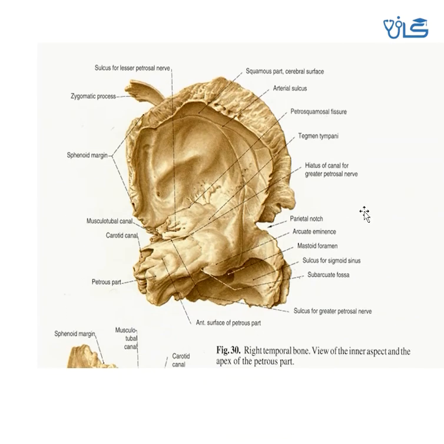This is the internal surface of the temporal bone. You can see the petrous part. The petrous part has an anterior surface, posterior surface, and inferior surface. The anterior surface contains the arcuate eminence, trigeminal impression, and sulcus for the lesser and greater petrosal nerve. The apex of the petrous part contributes to the formation of the foramen lacerum.